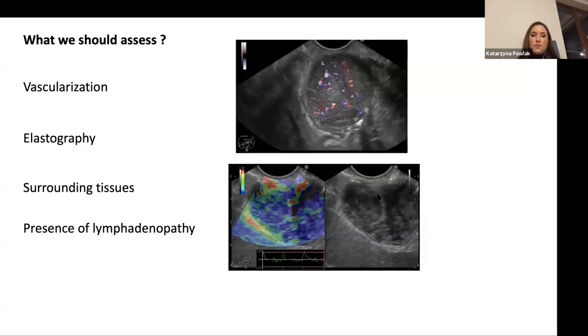Also, in some cases, elastography can help, and in the example of GIST, you will see that GISTs are harder than the rest of the subepithelial lesions. And very important is to assess the surrounding tissue as a stage of the disease and the eventual presence of lymphadenopathy if it's visible.